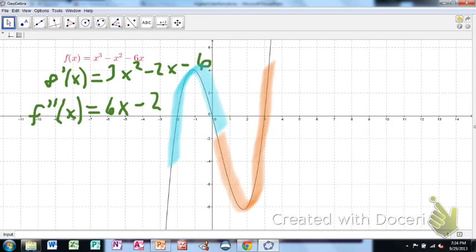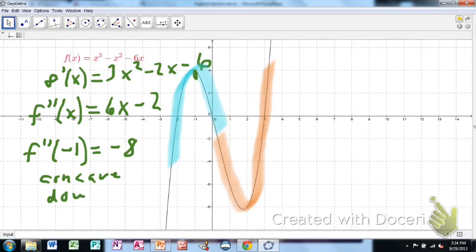Let's suppose that I wanted to find the value of the second derivative of the function when x equals -1. Or in other words, I want to look at this point right over here, and I want to know, is this graph concave up or is it concave down at that point? Well, when I plug in -1 for x, you can see I'm going to get 6 times -1 minus 2, or in other words, I'm going to get -8. And it works very easily. Since the second derivative had a negative value at -1, that means the graph is concave down when x equals -1, which matches what we talked about earlier.